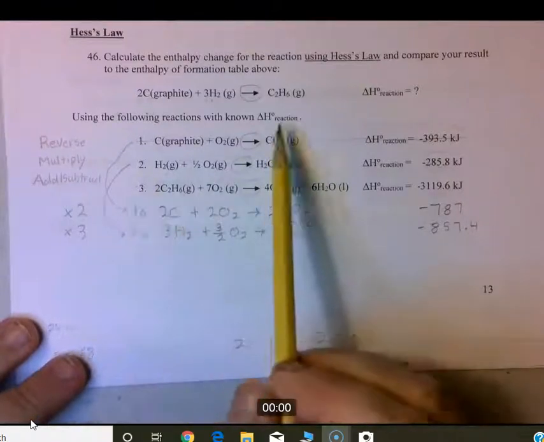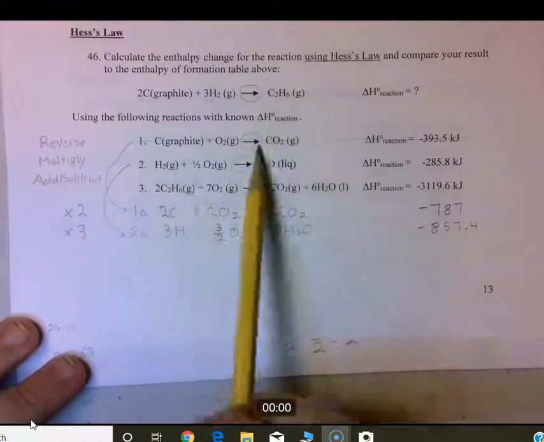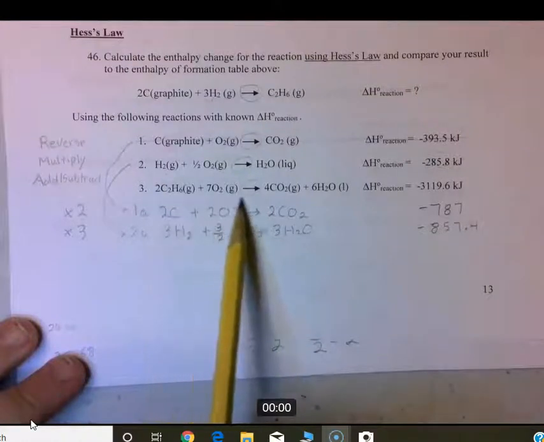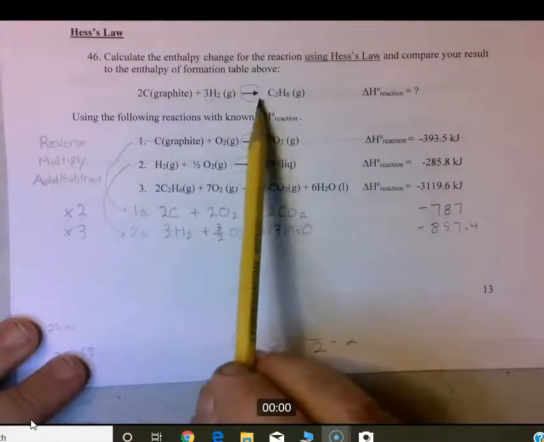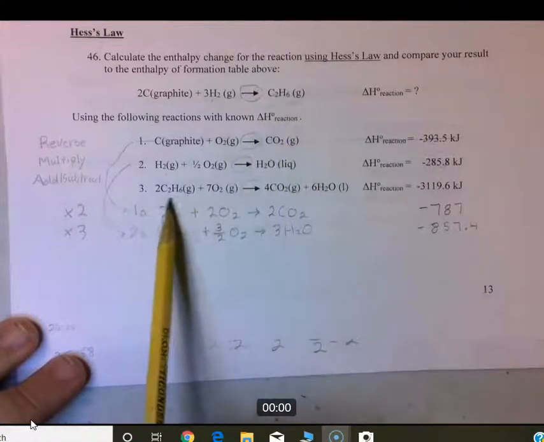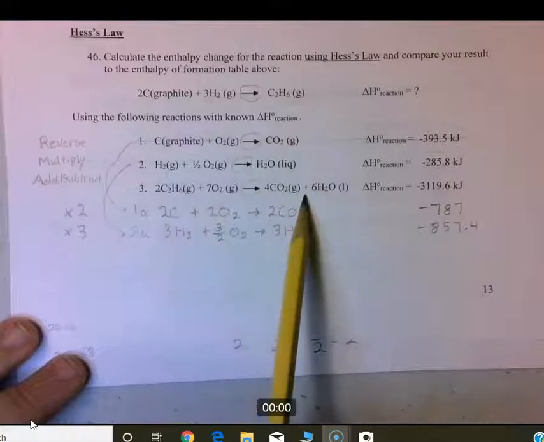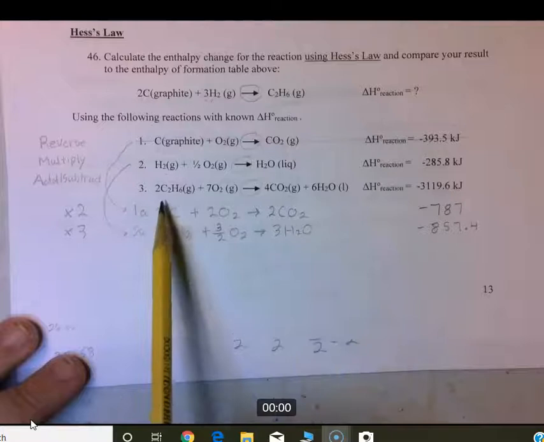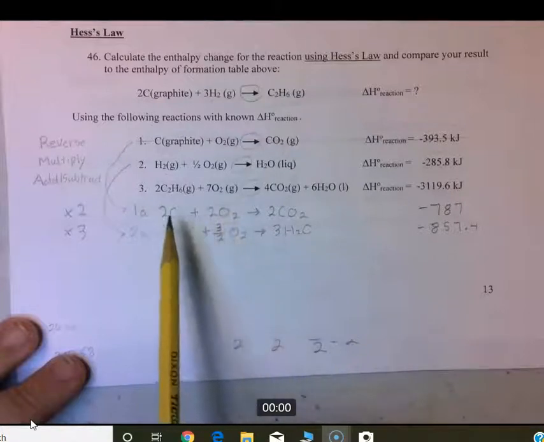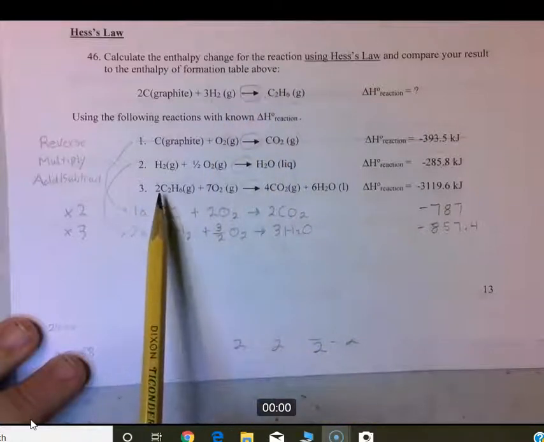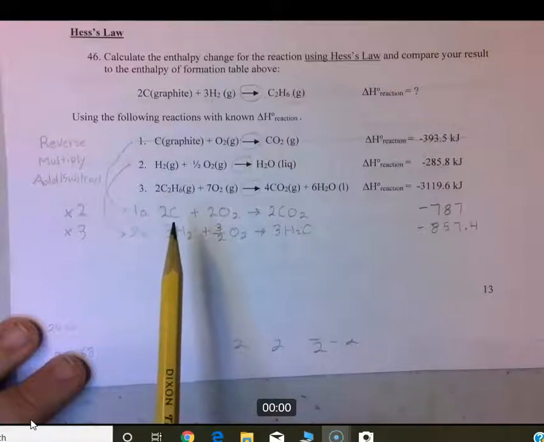Now what? C2H6. So where do we see it down here? We only see it in one place, and it's in this equation number 3. Now, in the target equation, it's on the right side. In equation number 3, it's on the left side. So we're going to have to reverse equation number 3. All the reactants go over to the product side, all the products come over to the reactant side. In addition, since it only has a coefficient of 1 here and a coefficient of 2 here, we're going to have to divide through by 2.